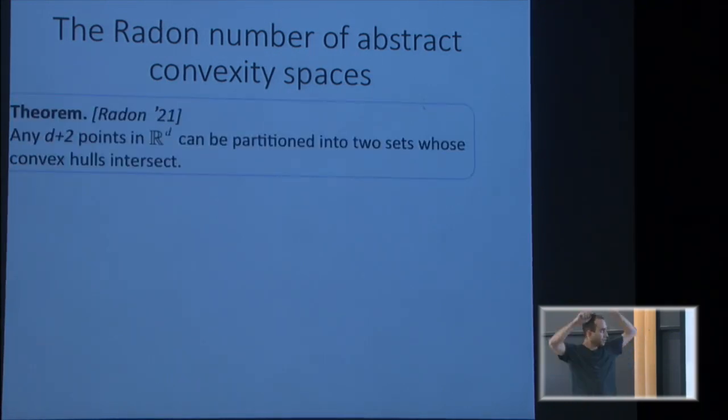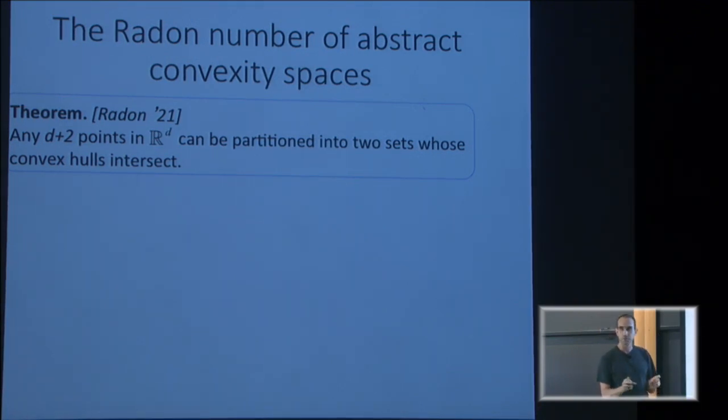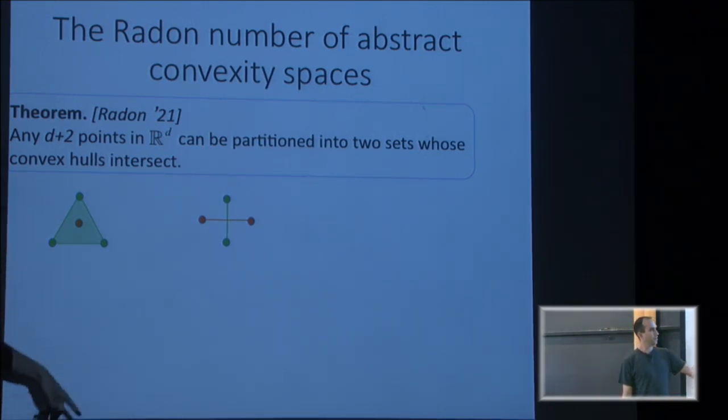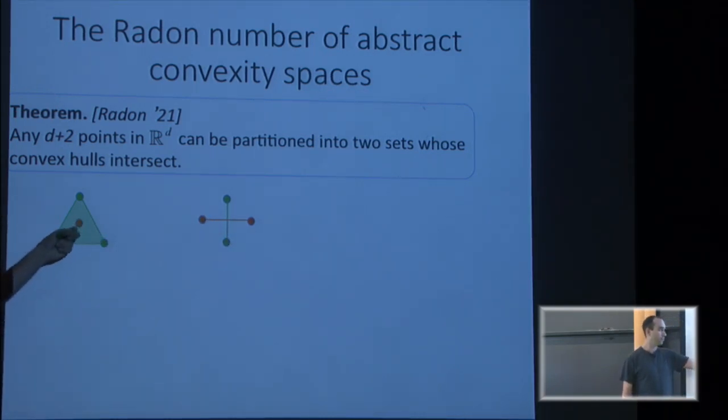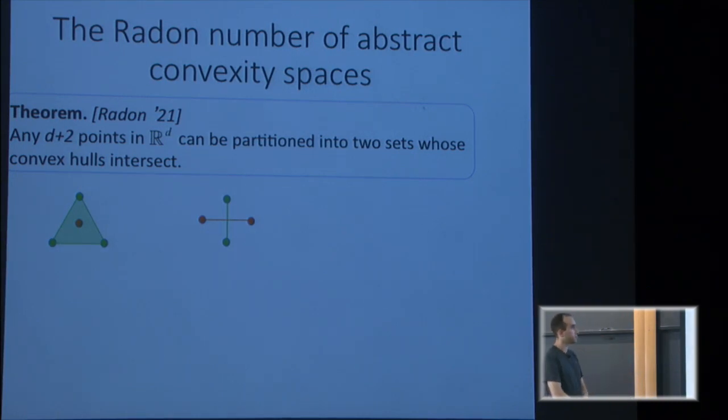Here is a theorem that probably all of you know, by Radon from 1921: if you take any d plus 2 points in R^d, you can partition them into two sets whose convex hulls intersect. For instance, in the plane, we have two cases. Either the points are in convex position, and then we just take the two diagonals, or one point is in the convex hull of the three others. So the partition is red and green, or orange and green. And in general, in R^d, you need d plus 2.